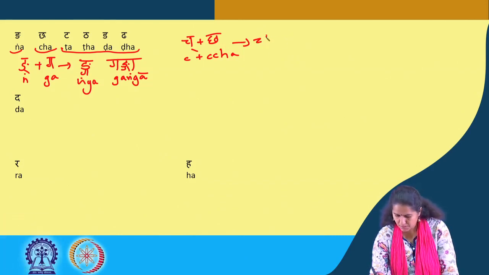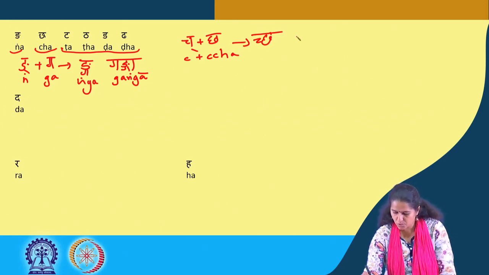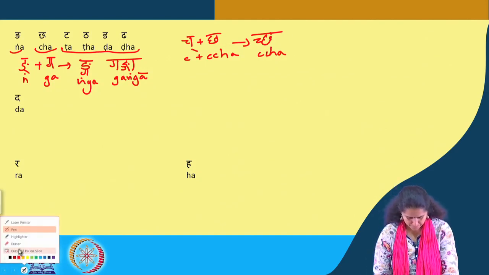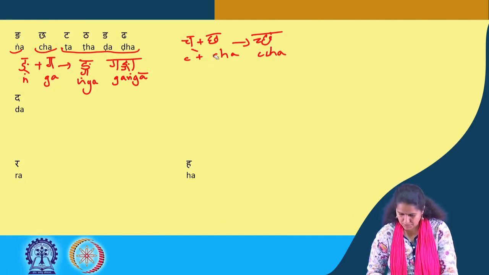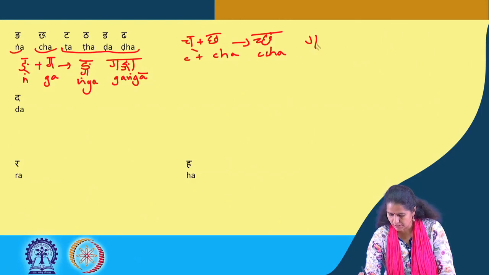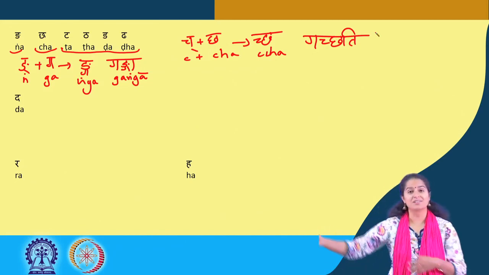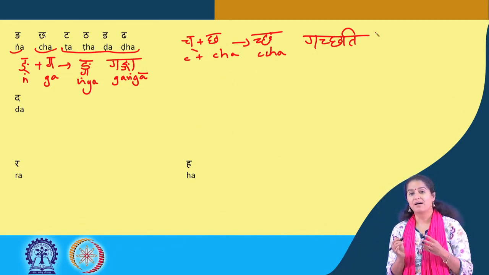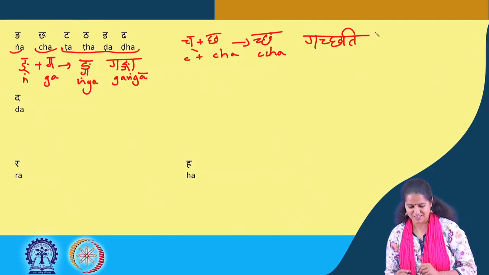So ch plus ch becomes ch like that. Okay, so you have the word gachati, something that you're very familiar with, and we are going to encounter it quite often, so you can pay attention to the way it is written.